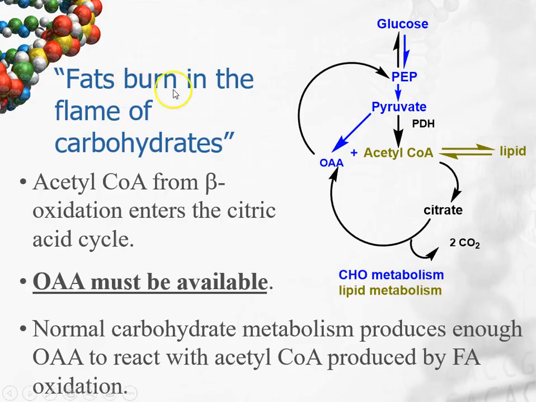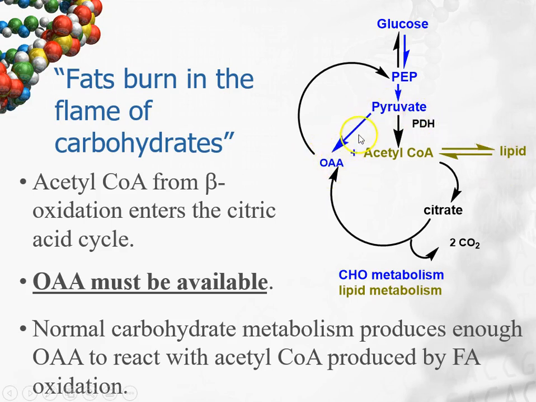So I think this is an old edition of the Stryer textbook that had this phrase, fats burn in the flame of carbohydrates. So I like this because it shows how lipid metabolism relies on normal carbohydrate metabolism. So the carbohydrate metabolism I have drawn here in blue. So if glucose is converted to pyruvate and then pyruvate's converted to acetyl-CoA, we have acetyl-CoA for our citric acid cycle. But remember, the pyruvate carboxylase enzyme can convert pyruvate to OAA.